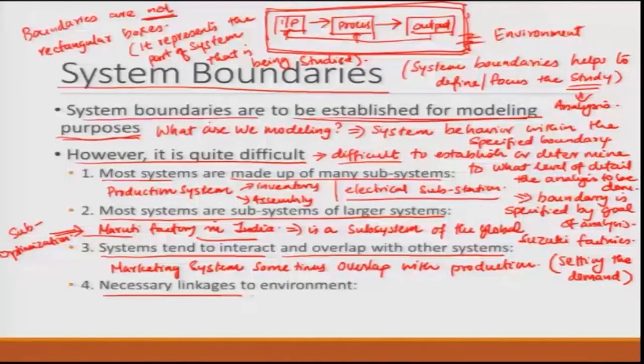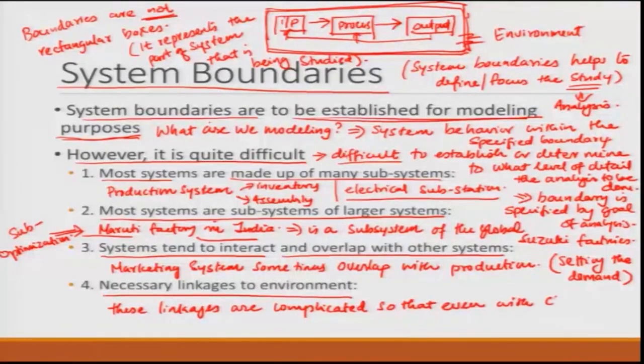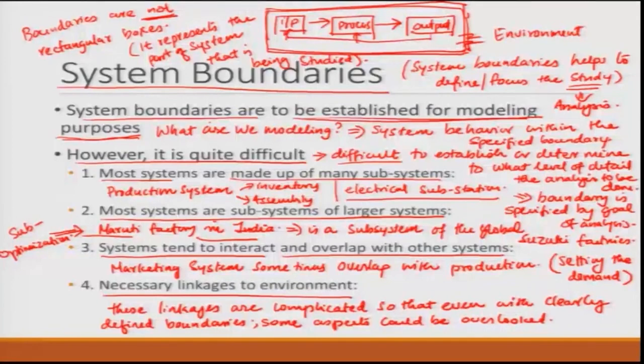Okay. The last aspect of this is the necessary linkages with the environment. Many times, these linkages are complicated, so that even with clearly defined boundaries, some aspects could be overlooked, because a lot of environmental factors do influence the system.